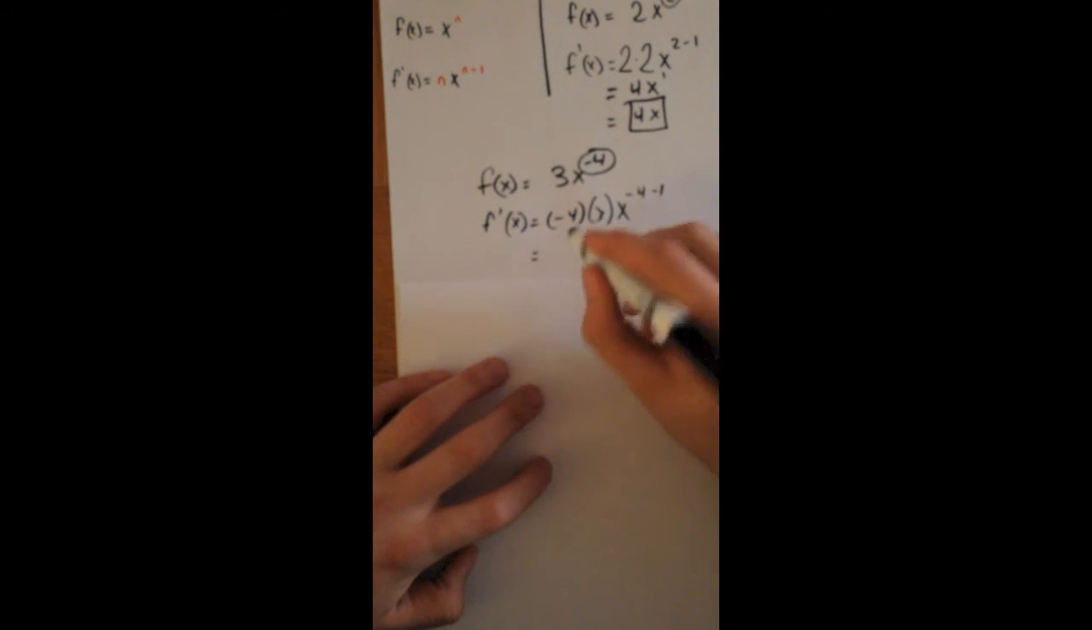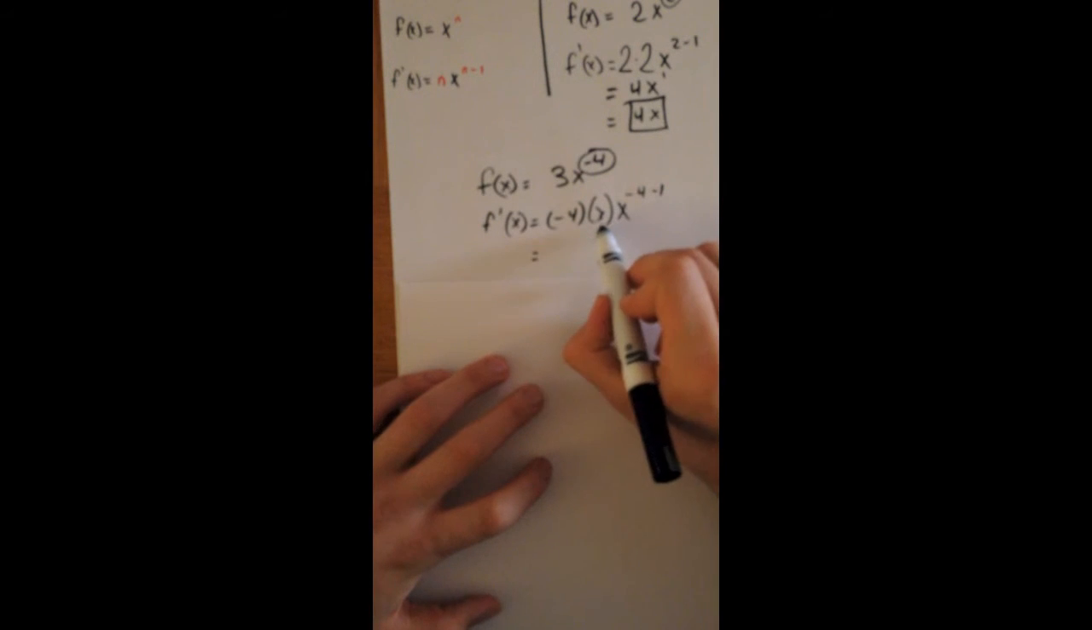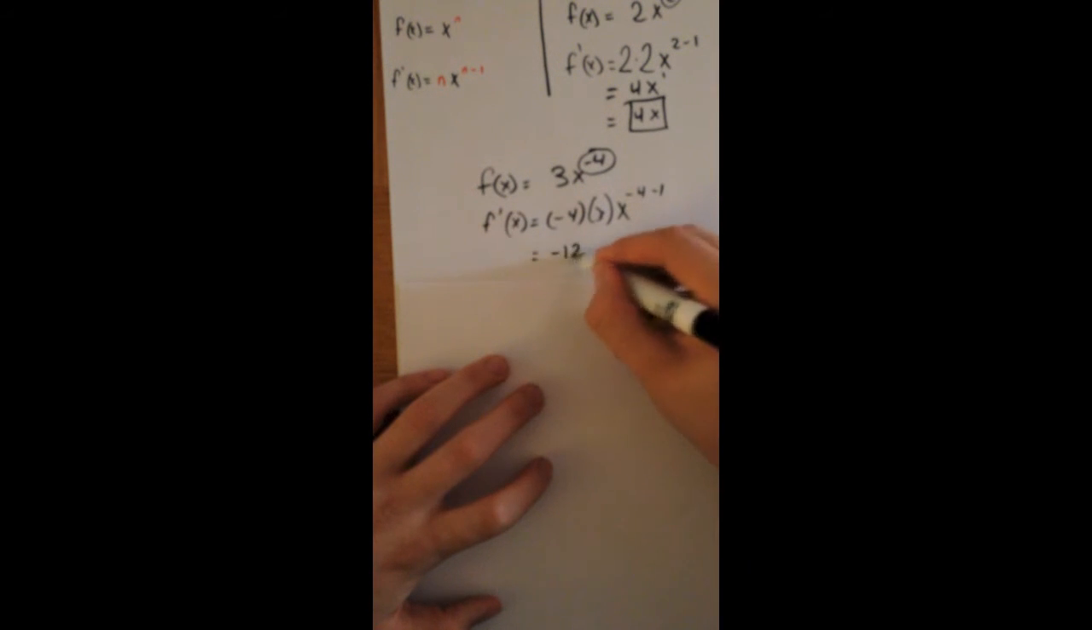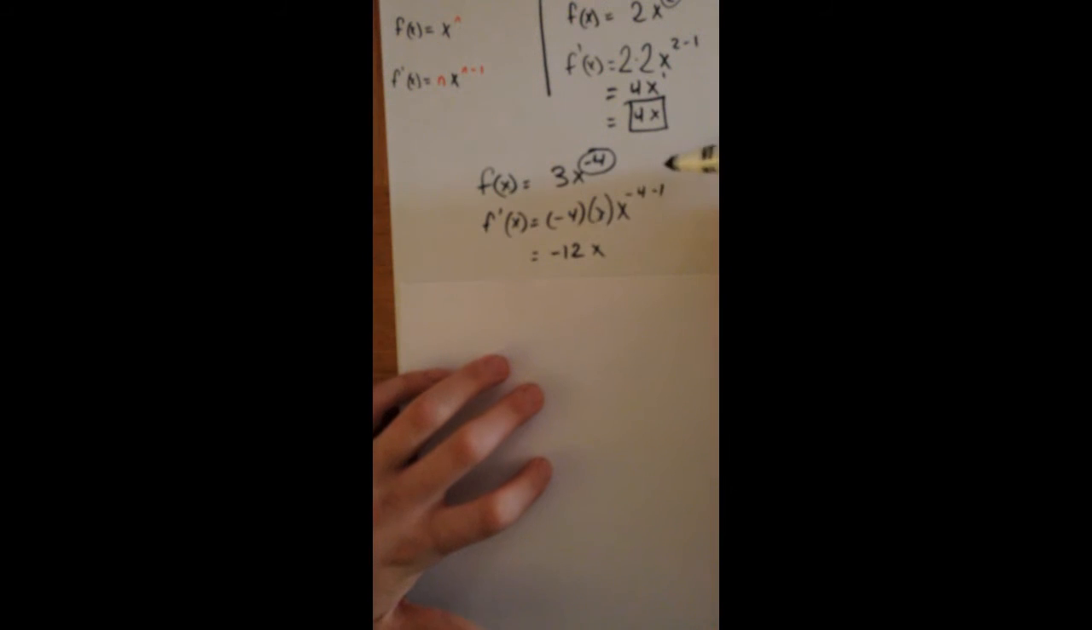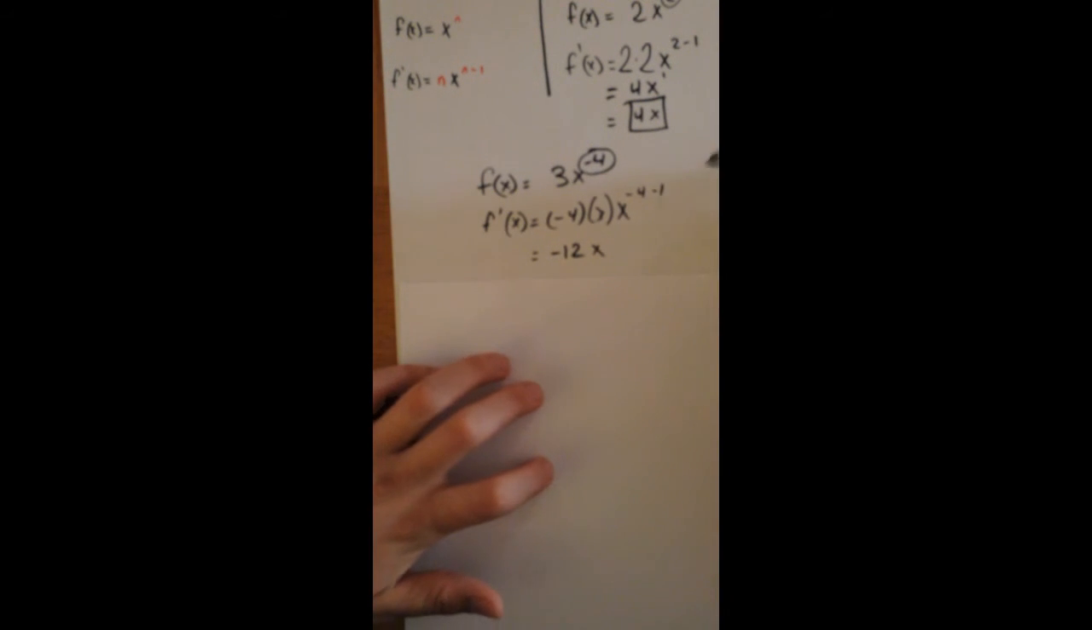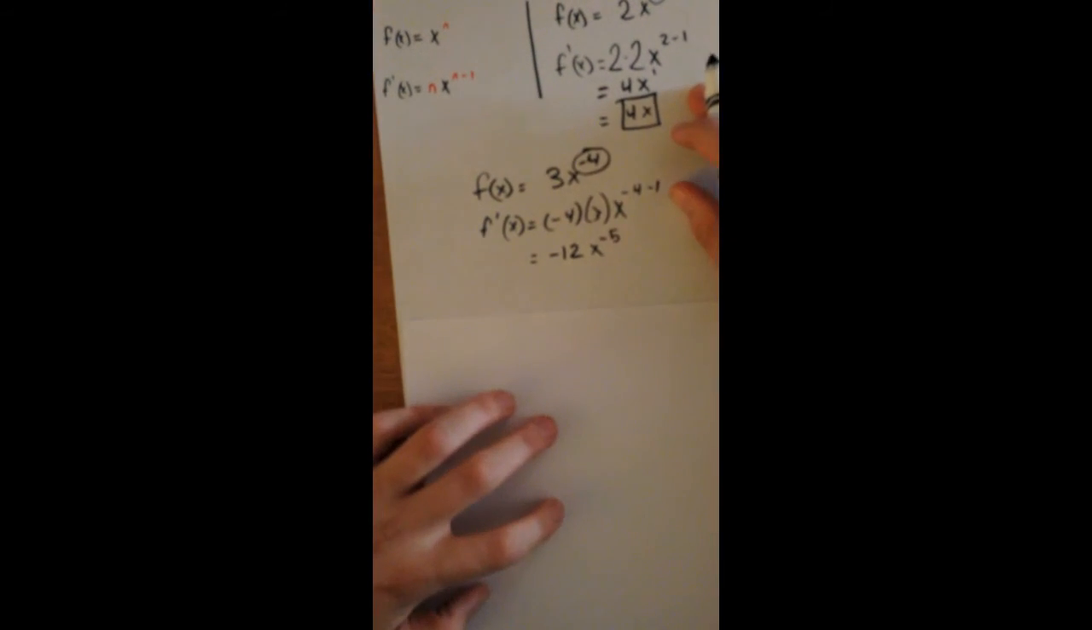Okay, simplifying. Negative 4 times 3 is negative 12. X stays there. Now negative 4 minus 1. A negative minus a positive is still a negative. So negative 4 minus 1 is therefore negative 5.